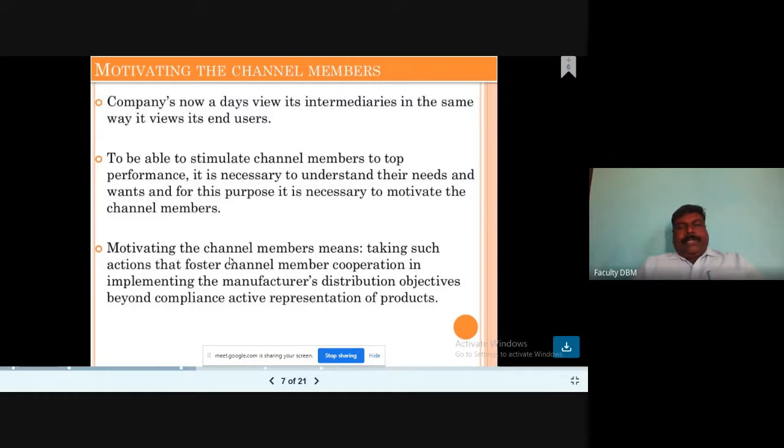So, motivating the channel members means taking such actions that foster channel member cooperation in implementing the manufacturer's distribution objectives, beyond compliance, with active representation of the product. So, here we have to attract these intermediaries so that they come forward, accept our offer, and go for selling our goods.